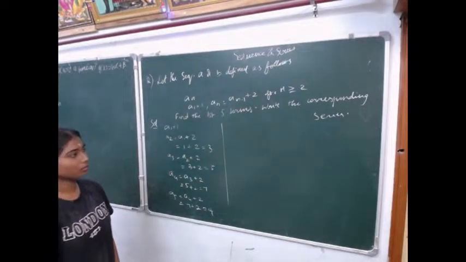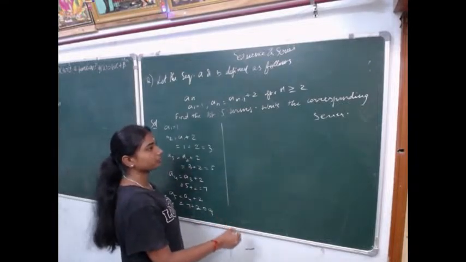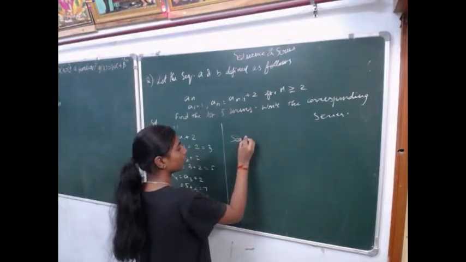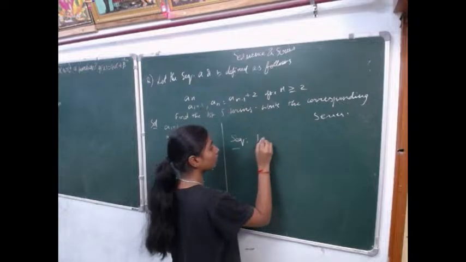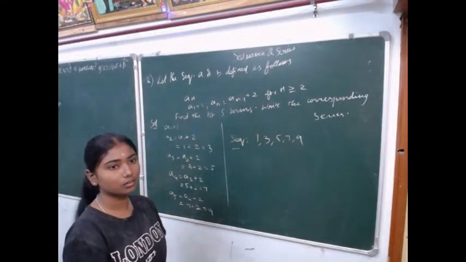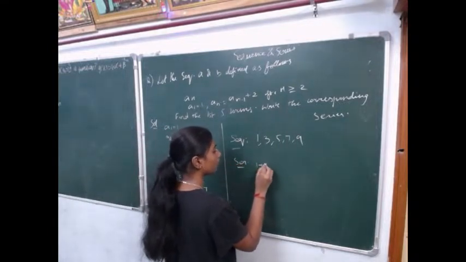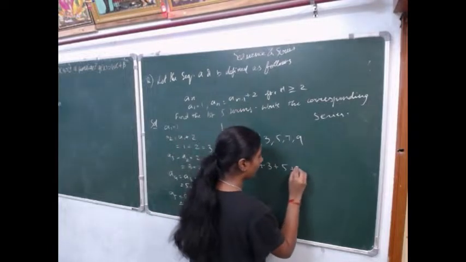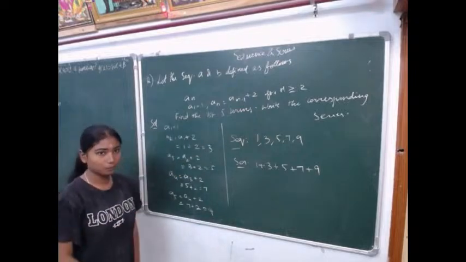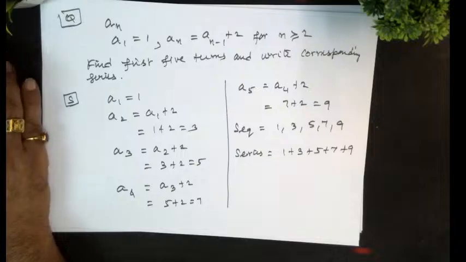Okay. So once you have established, you can write the sequence. What is the sequence? Corresponding series. Yeah, that is 1, 3, 5, 7, 9. Okay. And the corresponding series, these are all the sequence. What are the series? Series means you have to add. So 1 plus 3 plus 5 plus 7 plus 9. Got it? Right, very good. Understand?